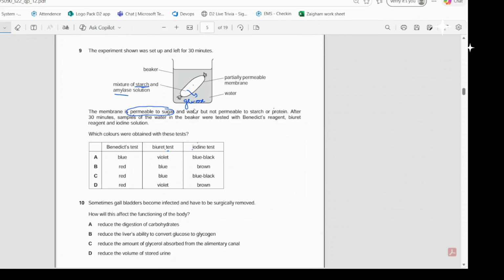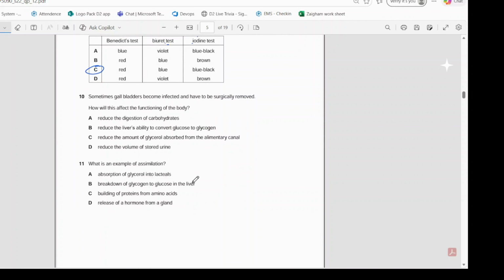So that would move out, no? Let's say it's a simple sugar, it would move out. It's a reducing sugar. Simple sugar means reducing sugar. Even if it's maltose, it moves out. It's a reducing sugar, and we use Benedict's test for reducing sugars. Okay.